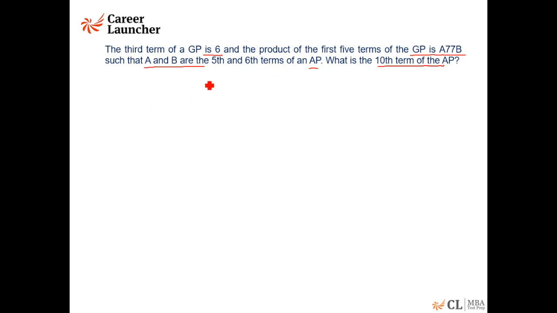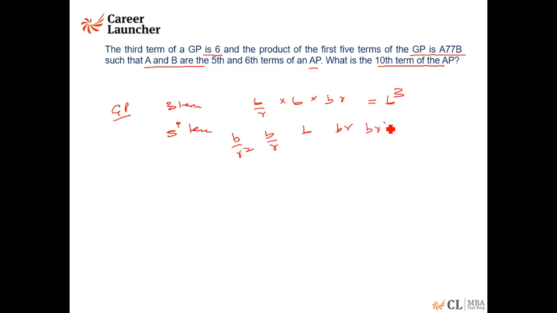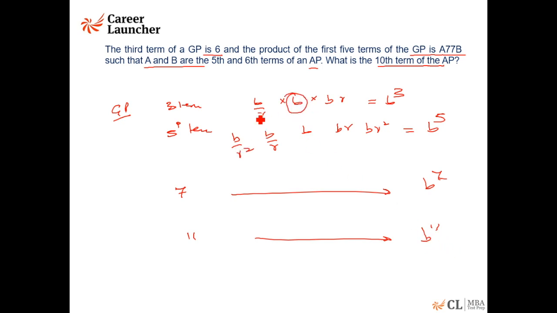GP, in a geometric progression, if you have to choose 3 terms, how do you choose? Middle term is B. First, on either side you have B upon R and B into R. So what is the product going to be? B cube. If it is 5 terms of a GP, it will be B upon R square, B upon R, B, B into R, B into R square. What will the product be? B to power 5. Similarly, if it was 7 terms, the product would be B to power 7. If it was 11 terms, the product will be B to power 11. Where what is B? B is the middle term.